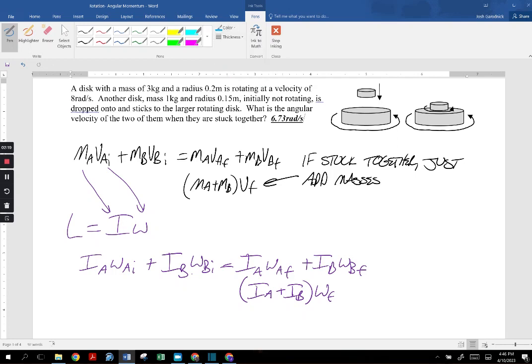This is a disk, so it's 1/2 mr squared. You have a disk that's rotating, the larger one, so it's 1/2 times 3 kilograms times radius squared. That's your moment of inertia, 1/2 mr squared. And it's rotating initially at 8 radians per second. Can you tell I have not had coffee in a while? The other one's at rest in terms of rotation, so you don't have to worry about it right now. Afterward, they are stuck together, so I'm going to add their moments of inertia together. So that's 1/2 times 3 kilograms.